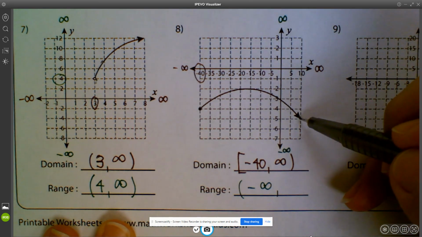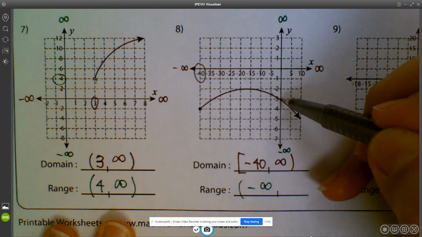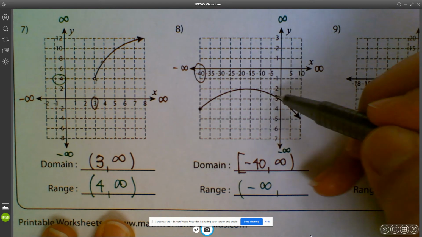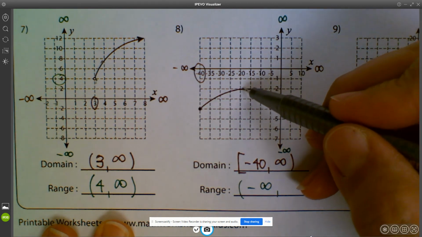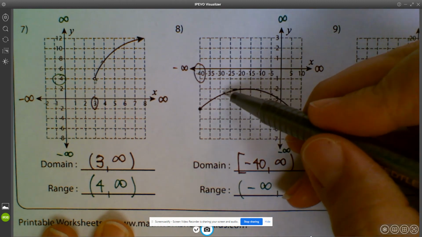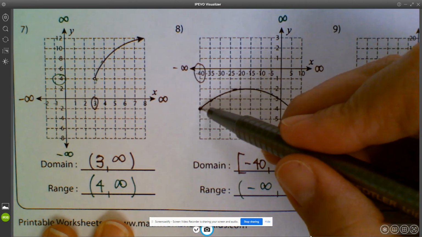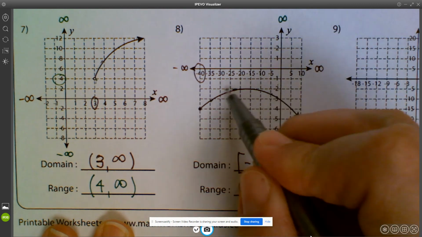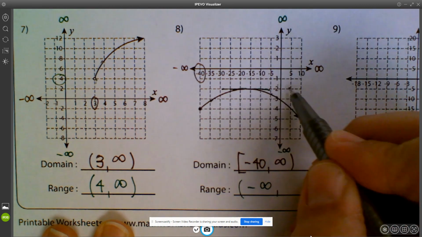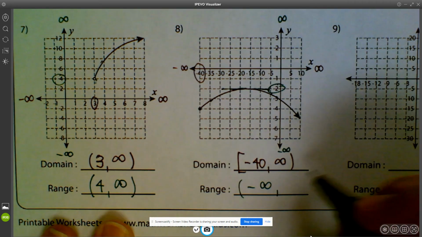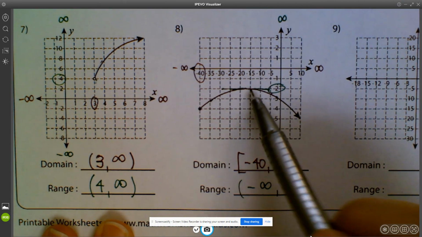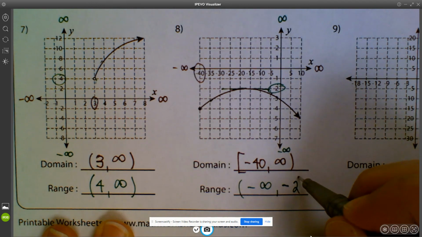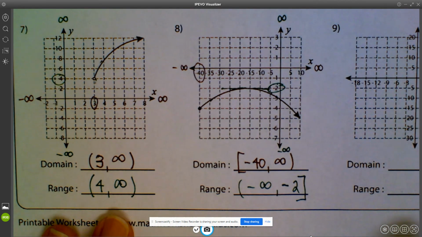Okay, so how high does this thing go? Well, here my y coordinate is negative 5. Here my y coordinate is negative 3. Here my y coordinate is 2. And then it actually starts to turn back down to a y coordinate of negative 3 and negative 4. So it looks like this is my maximum area. And that's where y equals negative 2. And guess what? We're touching that line. So it gets a bracket.